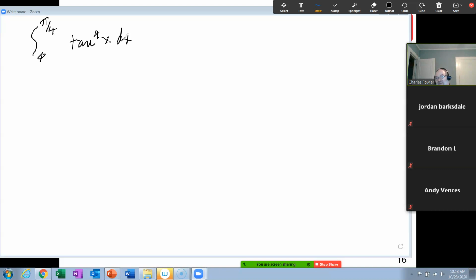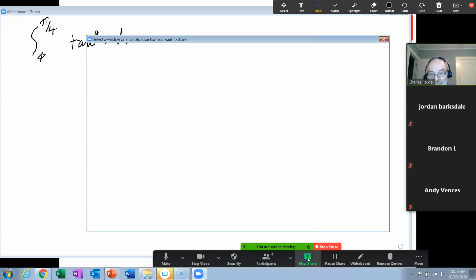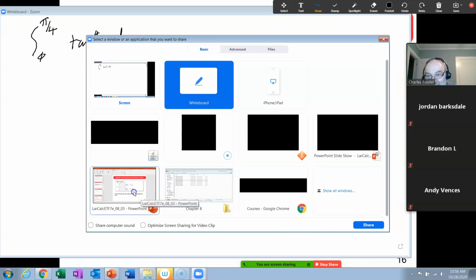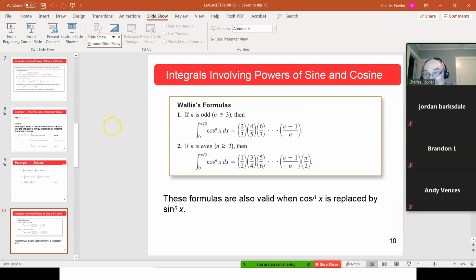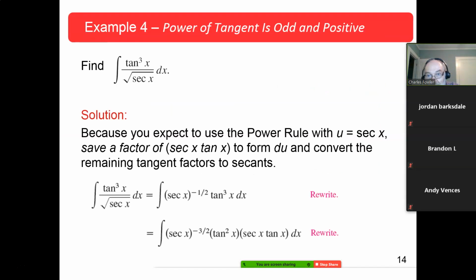Now, we can get the tangent 4th as tangent squared squared, and one of those tangent squareds is going to be 1 or secant squared x minus 1. Okay, so there's a secant squared x that we needed, but we don't quite have everything we need there either. So let's go back to our PowerPoints here, and remind ourselves what the rule was here.